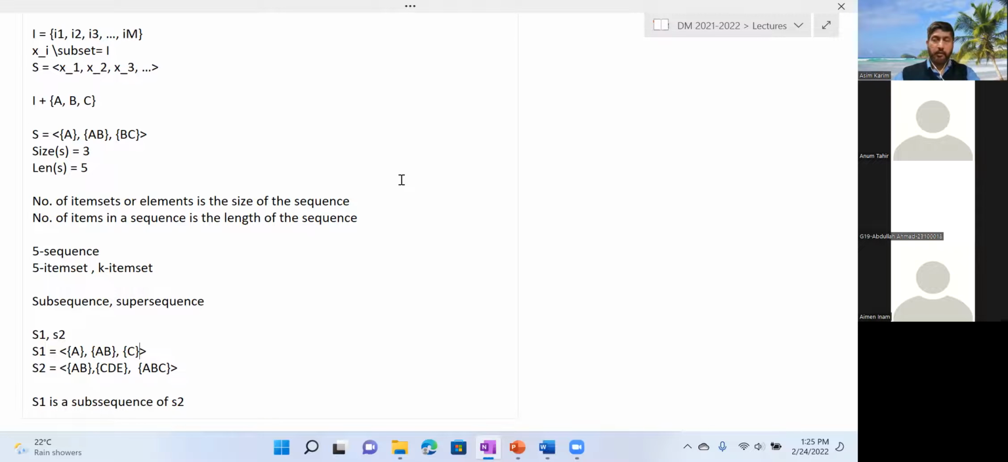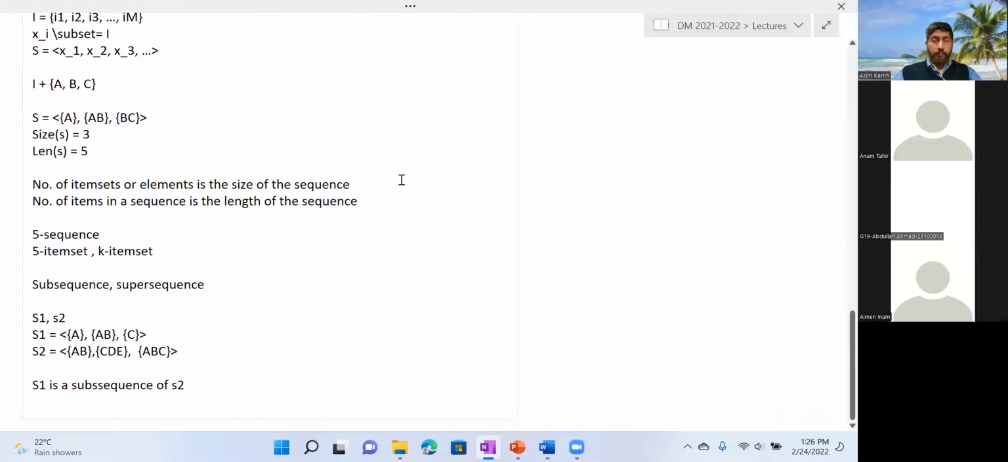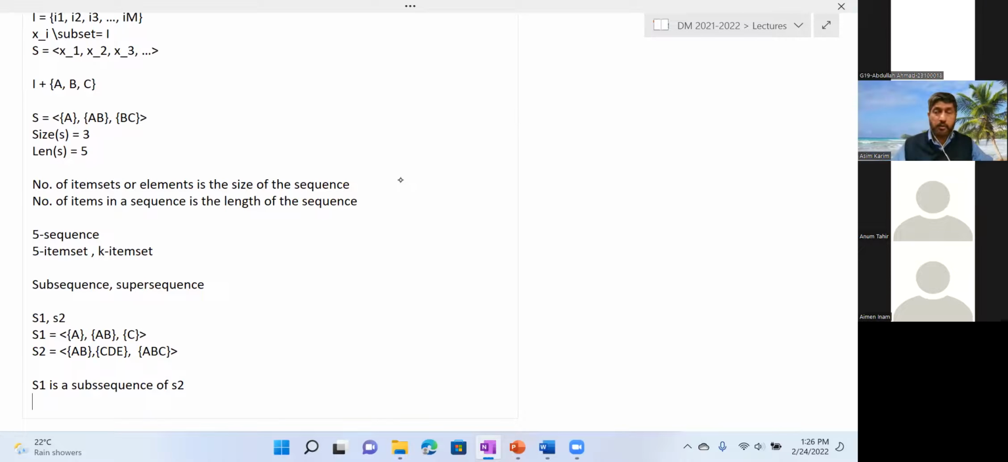Okay, is this point clear? Okay, so essentially, yes, ask the question. Sir, can you repeat the point about this not being a subsequence?